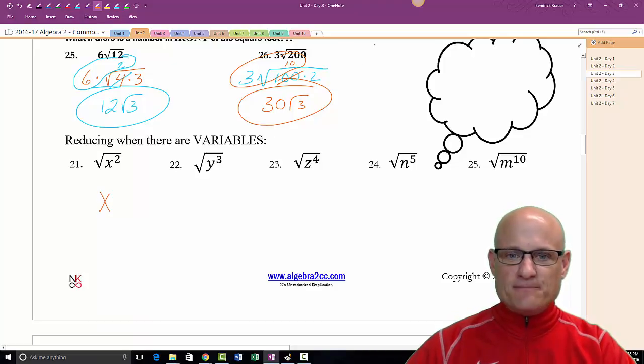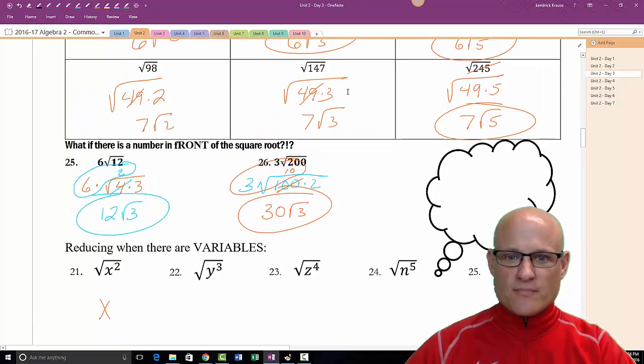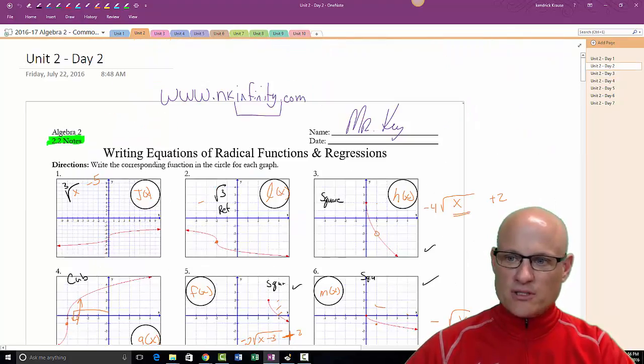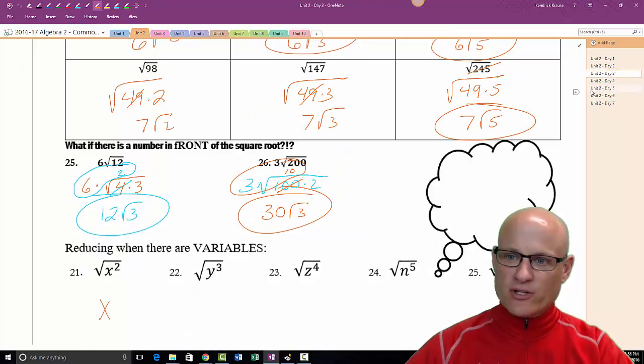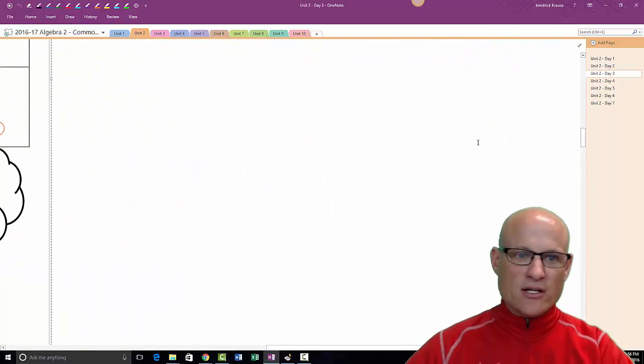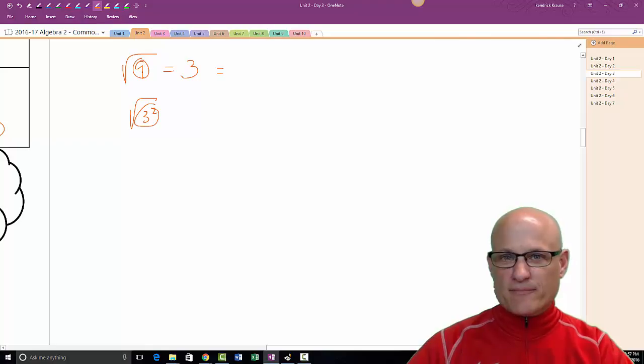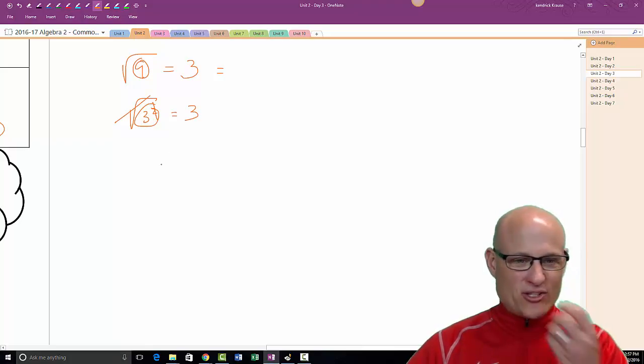Well, let's think about it this way. Let me slide over here and get some work done. Oh, why do you do that all the time? That was yesterday's assignment. Okay. So the square root of 9, isn't this equal to 3? But can't I rewrite this as 3 squared? Isn't 3 squared the same as 9? So it's equal to just 3. The square and the square root just cancel each other out.